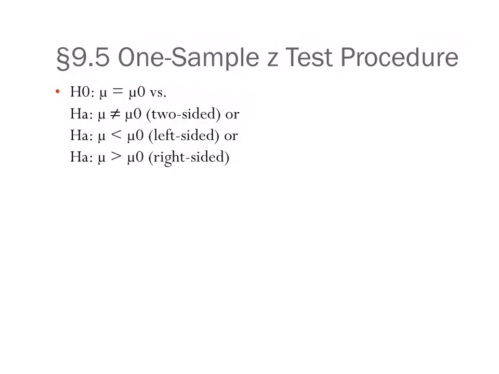Remember, we state our null and alternative hypotheses, where our null hypothesis is going to be mu equals the mu of the null hypothesis, and then you're going to state the alternative hypothesis. You're either going to say it doesn't equal, which is two-sided, or you're going to say it's greater than or less than, as the right-sided or left-sided example.